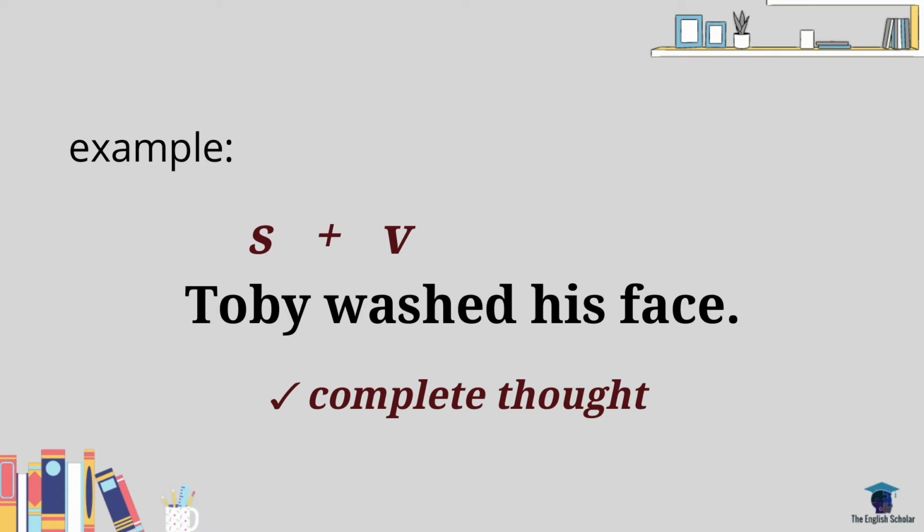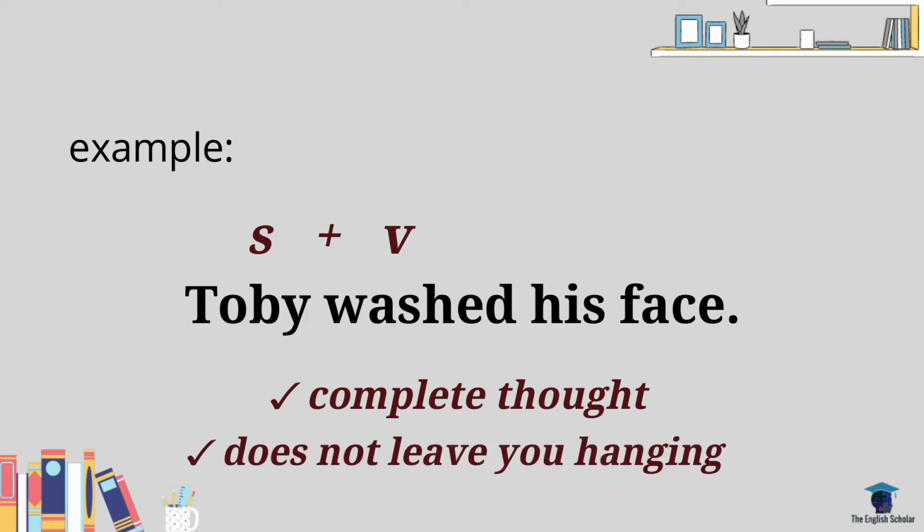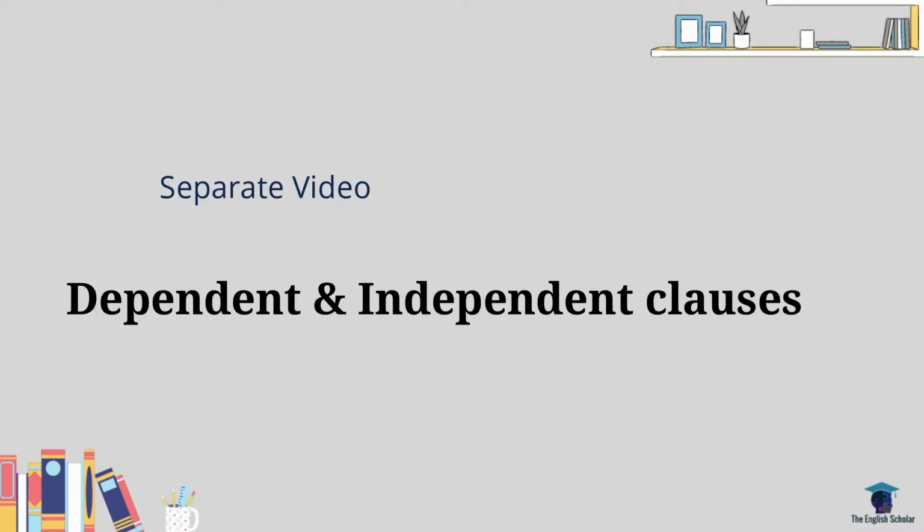Who washed his face? That was Toby. What did Toby do? Of course, washed his face. See? The sentence does not leave us hanging, unlike dependent clauses. For further understanding on dependent and independent clauses, check our separate short video by clicking the link we provide in the description below.